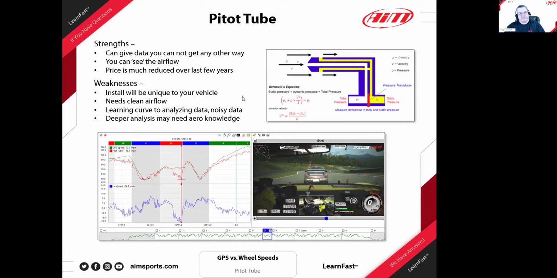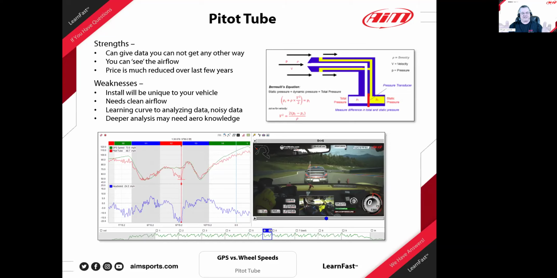The weaknesses of a pitot tube: the install will be unique to your vehicle. You're going to have to find a spot for it. It needs clean airflow. You're going to have to fabricate a mount. You're going to have to build that thing in that way. So there's a learning curve of analyzing the data, and the data is typically fairly noisy. You can see it's this red line down here, and that's the way that the air is coming across there. And deeper analysis may require some aero knowledge the deeper you go.